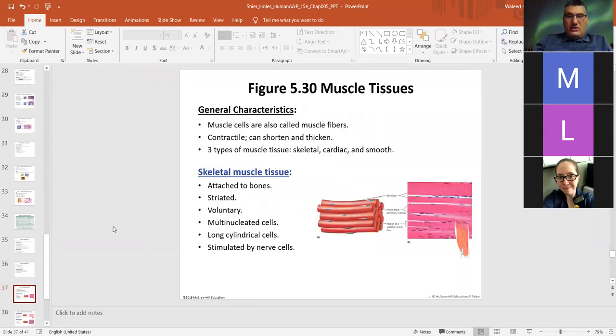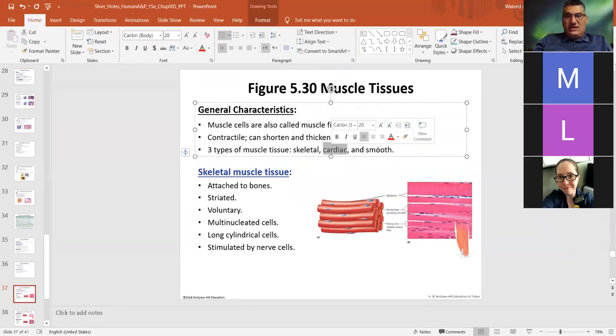Muscle is the next type of tissue, and we have three different types of muscles: skeletal, cardiac, and smooth muscles. Skeletal muscles are the muscles attached to the skeleton. Cardiac muscles, actually, let me give you an exception here.